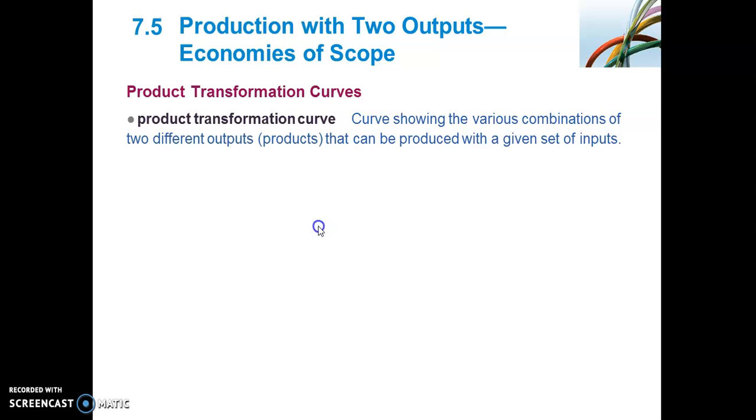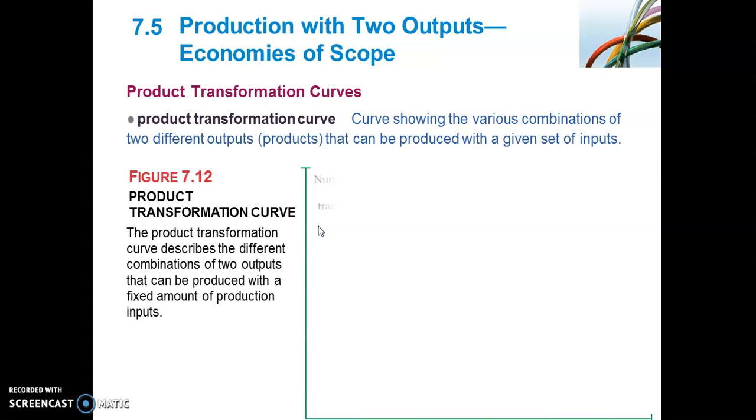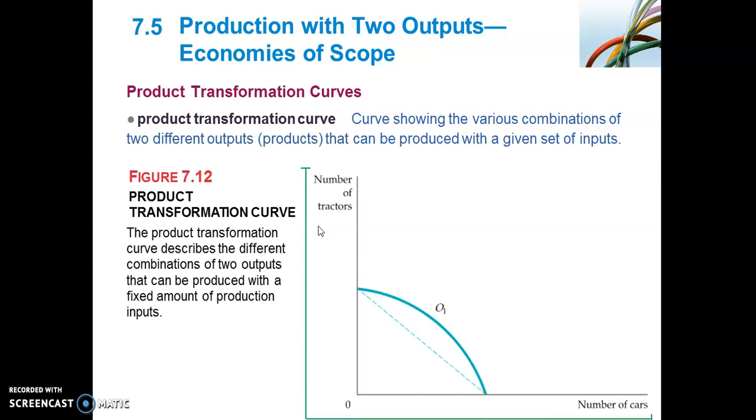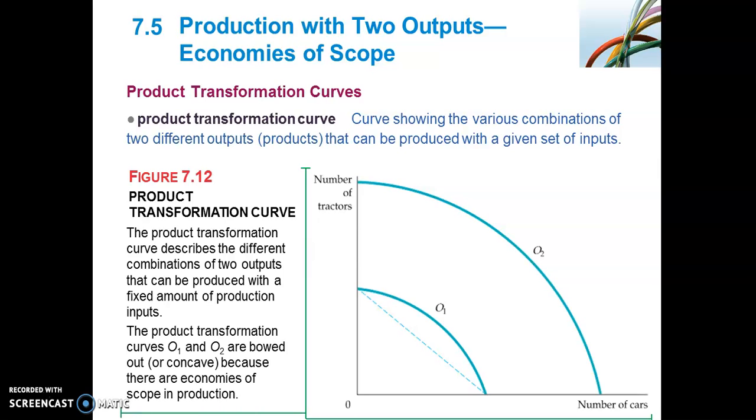And for our analysis, we are going to begin with looking at figure 7.12, which shows a company that produces both cars and tractors, right? So you have one company producing both cars and tractors, which are two different outputs. So we are going to use a device called a product transformation curve, and that is these two curves, O1 and O2, that we are referring to in figure 7.12. These are product transformation curves.